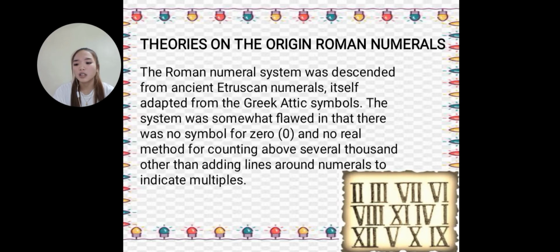Theories on the origin of Roman numerals. Roman numerals originated, as the name might suggest, in ancient Rome. The numerals developed out of a need for a common method of counting, essential to communications and trade. Counting on one's fingers got out of hand, so to speak, when you reached 10, so a counting system was devised based on a person's hands. The Roman numeral system had no 0 and no real method of counting above several thousand other than adding lines around numerals to indicate multiples.